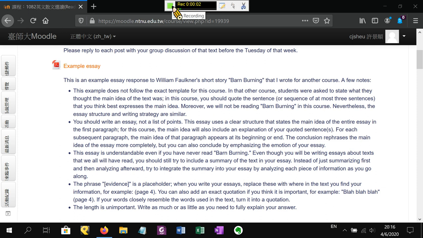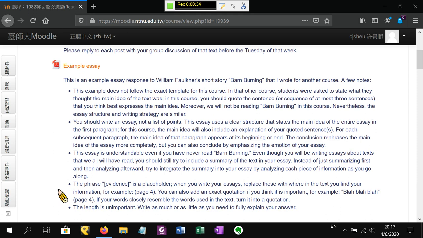Okay, let's talk about your essays. So, most of you did a pretty good job. But I did notice that maybe the way that I originally wrote this paragraph about quoting evidence may not have been very clear. Sorry, not this paragraph, the paragraph below. This paragraph.